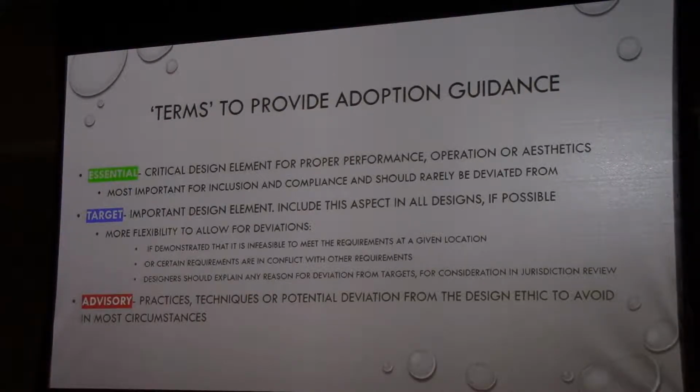Targets are important design elements. You should include them if at all possible, but there's a little more flexibility for deviations if you're trying to meet something that's infeasible at a location, or if you get conflicts between what's required and what you might be able to give on in order to make the design work. If designers make changes in that, they have to be able to share that so you understand what they're not meeting. And then advisory: practices and techniques, deviation from which should be avoided in most circumstances.